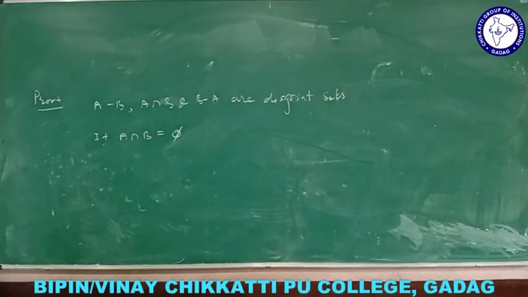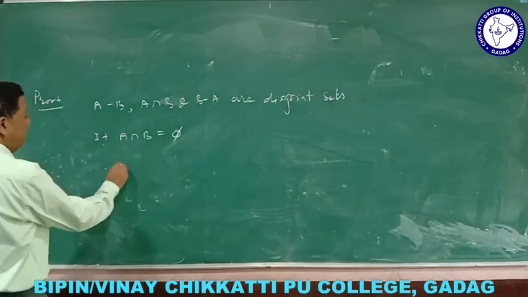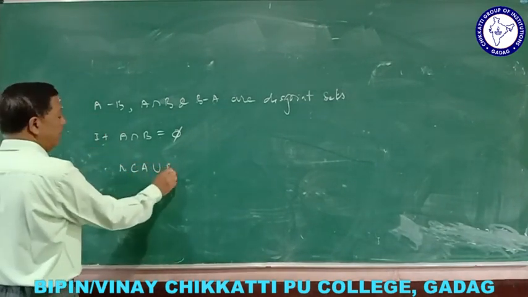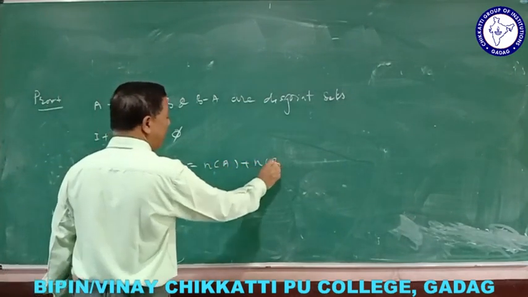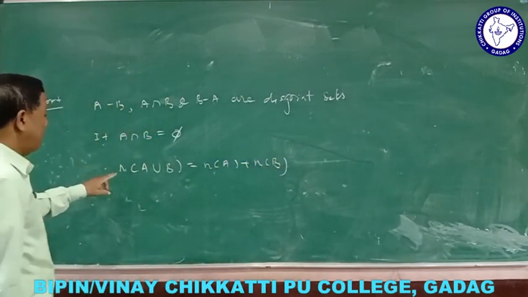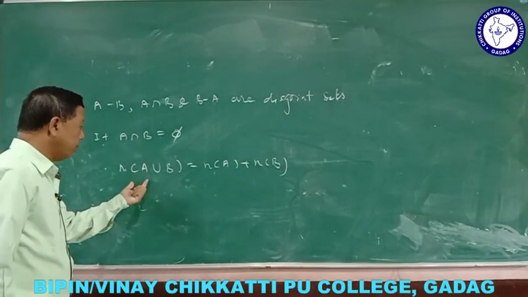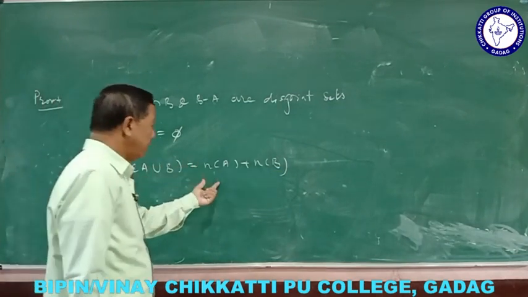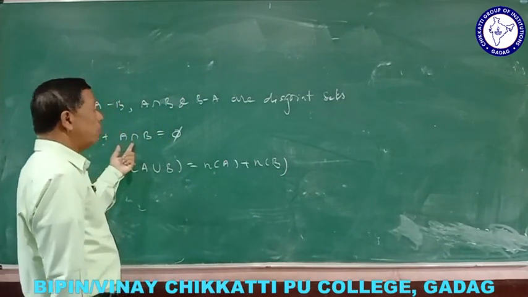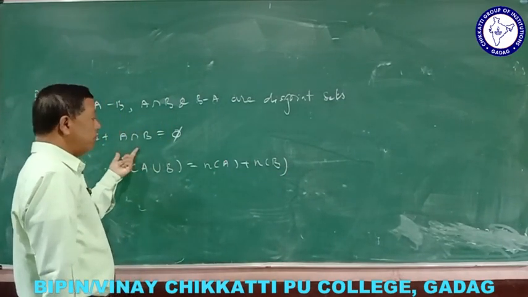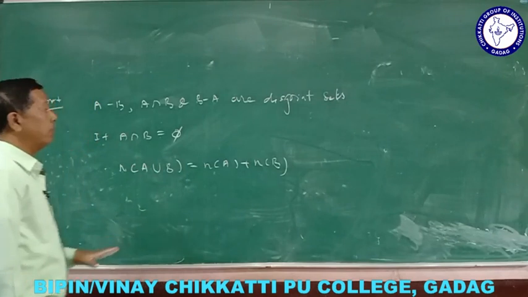So basically when A and B have no common elements, n of A union B is equal to n of A plus n of B only. Why? Because the elements in A union B equal the elements in A plus the elements in B, since there are no common elements. If there are common elements, that is a different case.